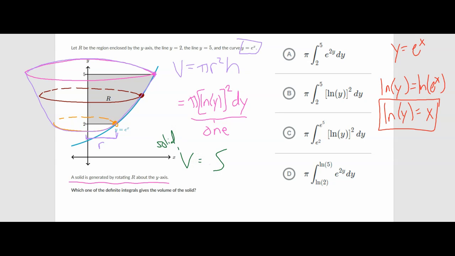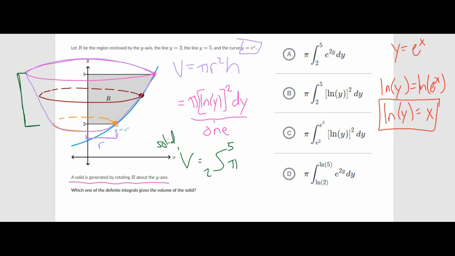So I need to set up an integral. Well, I'm going from 2 to 5 on the y-axis, and my limits of integration need to be in terms of y, right? Because my disks are perpendicular to the y-axis. We're revolving around the y-axis. So limits of integration need to be in terms of y. My function needs to be in terms of y. That's why we converted, etc. So I get pi.